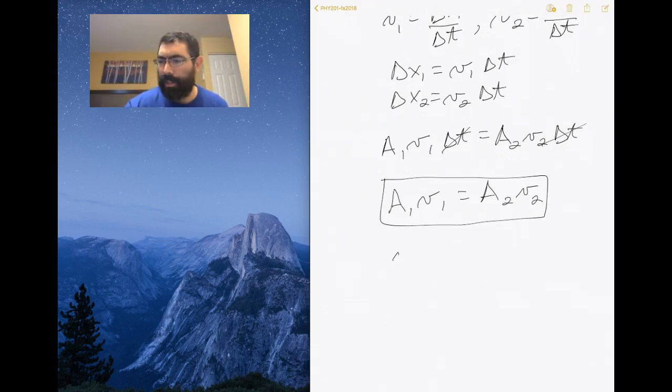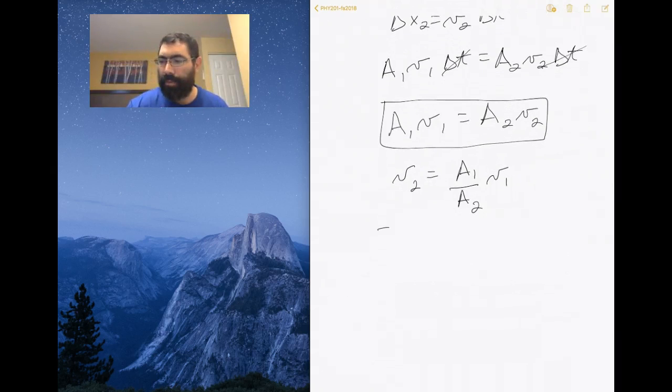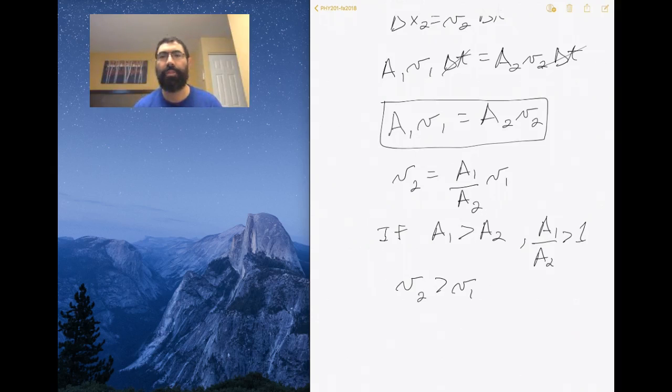Or we could now find the velocity of the narrow section of pipe as the area 1 divided by area 2 times the initial velocity 1 in the larger section of the pipe. Now, if in our case here, A1 is greater than A2, that means my fraction A1 over A2 is bigger than 1, which means my velocity 2 is going to be bigger than my velocity 1.